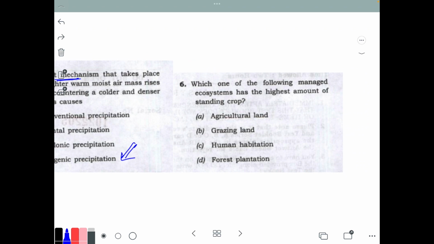Now moving on to the next question, which one of the following managed ecosystems has the highest amount of standing crop? At first we have to know what is standing crop. Standing crop is the total direct biomass of the living organism present in a given ecosystem at a particular time. Okay, so this is known as the standing crop definition. So the correct answer is forest plantation.